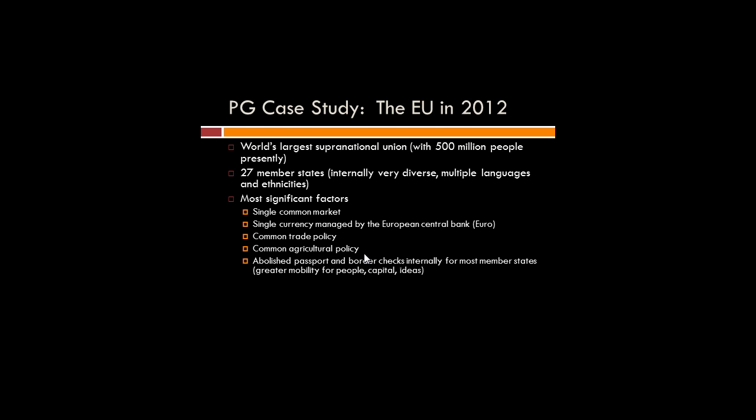So they're kind of streamlining, if you will, and homogenizing policy across a larger geographic area. And I would think the most important and most easy to illustrate the importance of it is this one right here. The EU has abolished passports and border checks internally for most member states. So I could get up in the morning in Germany and just drive to France, and I wouldn't have to even worry about my passport.